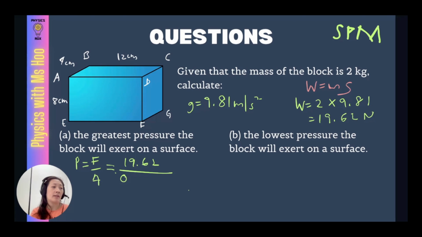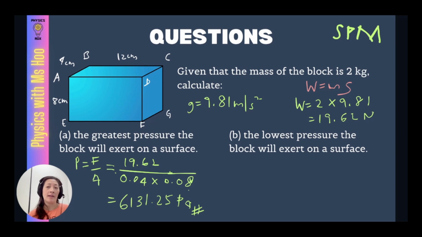So we'll have 0.04 times 0.08. So this would give us 6131.25 Pascal. And we can write it in Pascal in this case because we have written the area in meters squared.